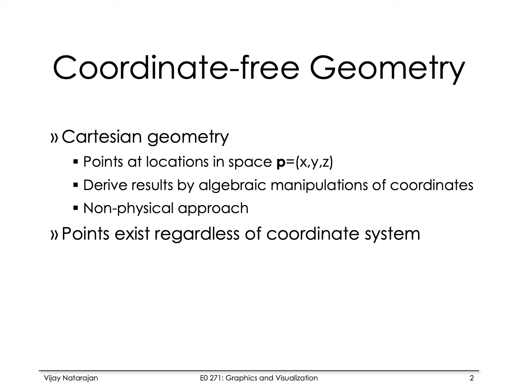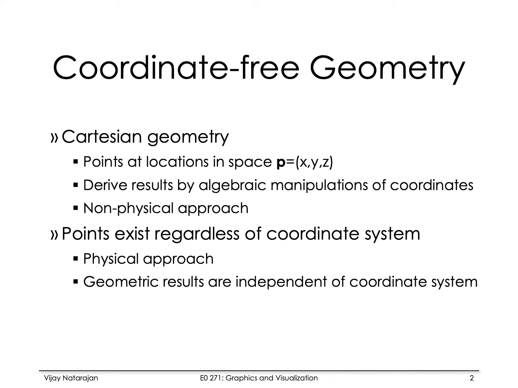In contrast, what we want to do in this class is to think about a physical approach. Points do exist whether you give it a coordinate system or not, right? Whether you represent them using coordinates or not, points do exist. So that's what we mean by a physical approach. So we would like our geometric elements to be independent of the coordinate system, right? You have been introduced to this also, right?